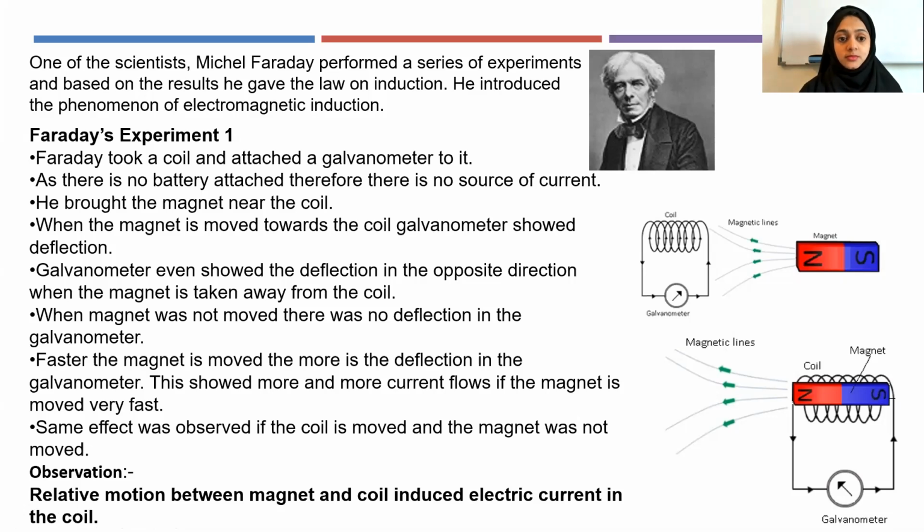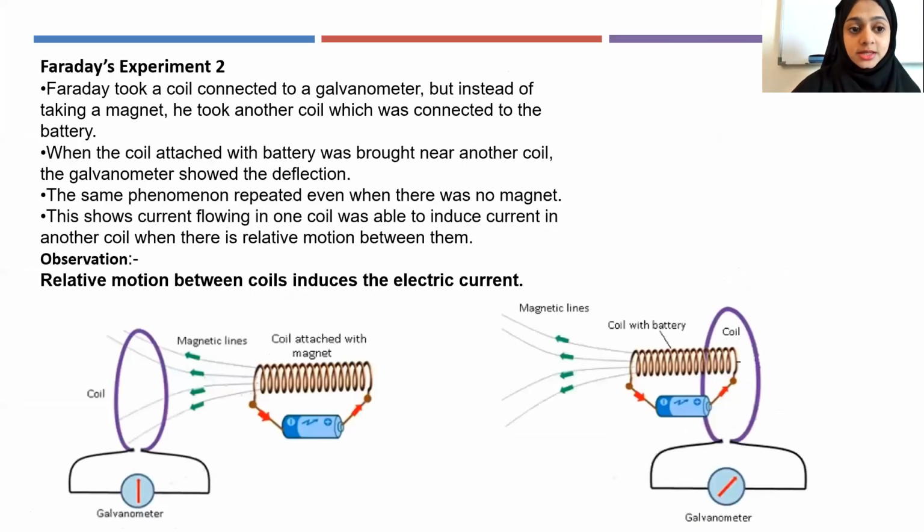So let us see the next experiment, which is a similar one, but with a small difference. Faraday's experiment number 2. Now, Faraday took a coil connected to a galvanometer.